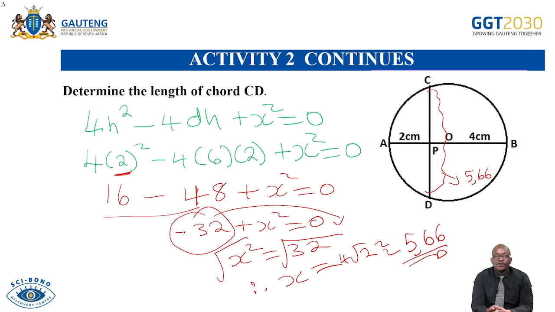Remember, you must know all the methods, and you must know how to manipulate the formulas in terms of looking for the diameter, looking for the height of the segment, and looking for the length of the chord. Those are the 3 things that you need to be able to calculate when we are dealing with the relationship between the diameter, height of the segment, and the length of a chord.